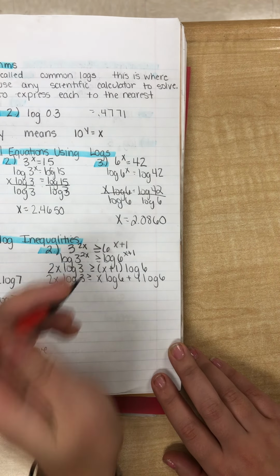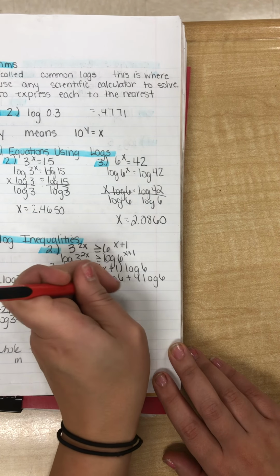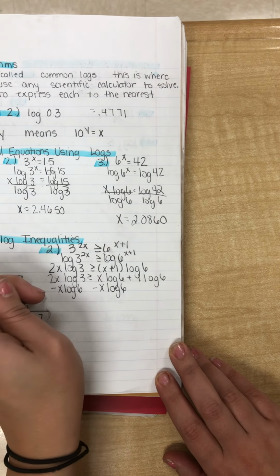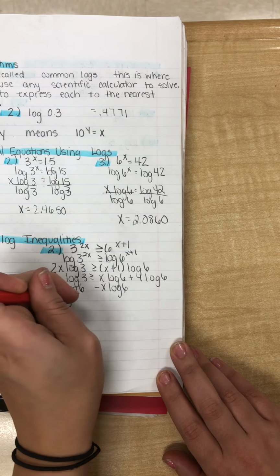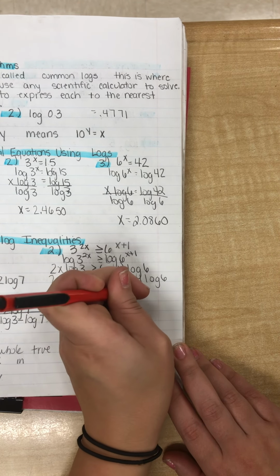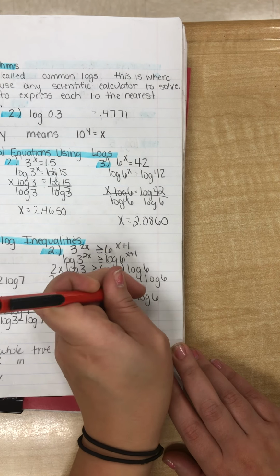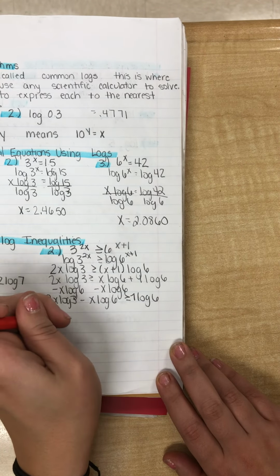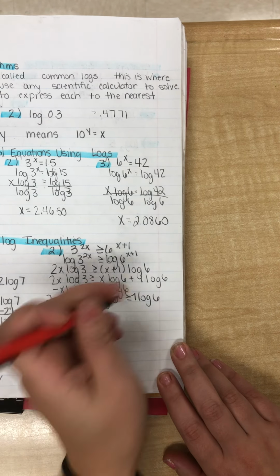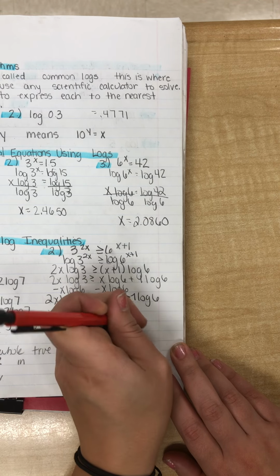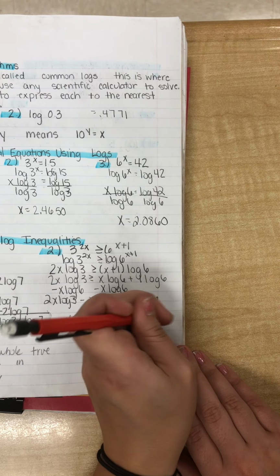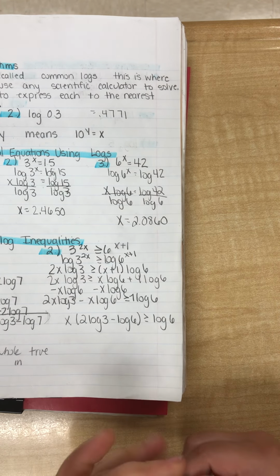Now move all my x's to one side. Since x is positive, I'm going to subtract it. Now write these. 2x log 3 minus x log 6 is greater than or equal to log 6. So 1 log 6. Then pull out a GCF. So 2 log 3 and the minus log 6. See how that's in parentheses? That's why you leave in parentheses when you divide. And then greater than or equal to 6 log 6.